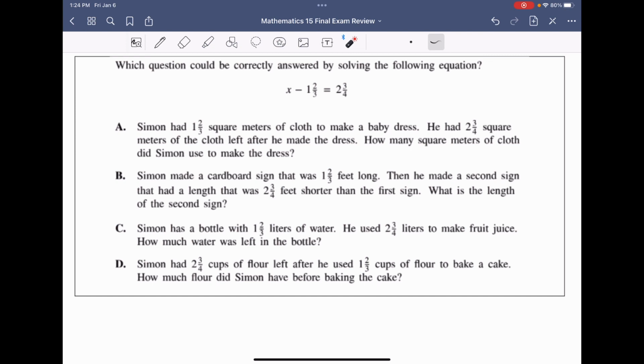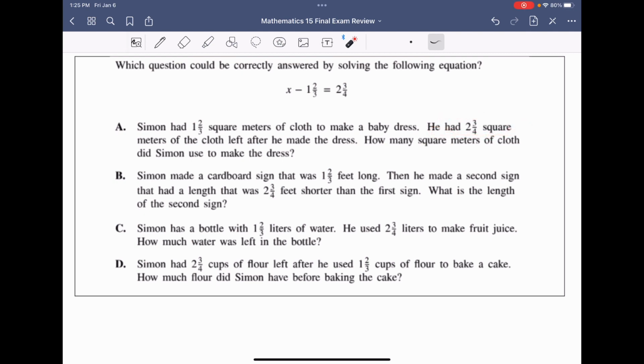Simon had 1 2/3 square meters of cloth to make a baby's dress. He had 2 3/4 square meters of the cloth left after he made the dress. How many square meters of cloth did Simon use to make the dress? Now, this one seems okay because it says that he originally has this total amount of material, but then uses some and then has this amount left at the end.